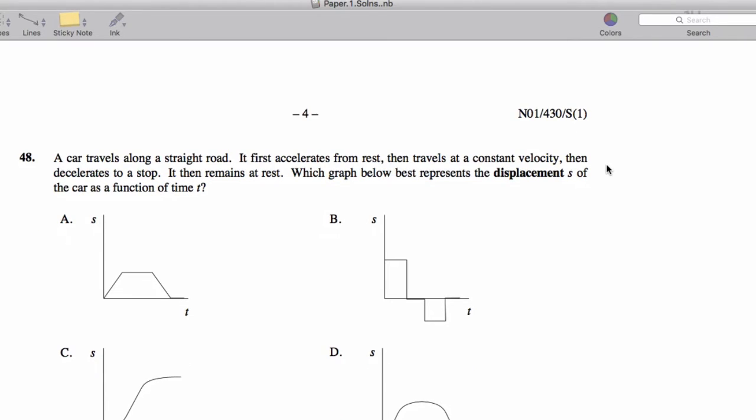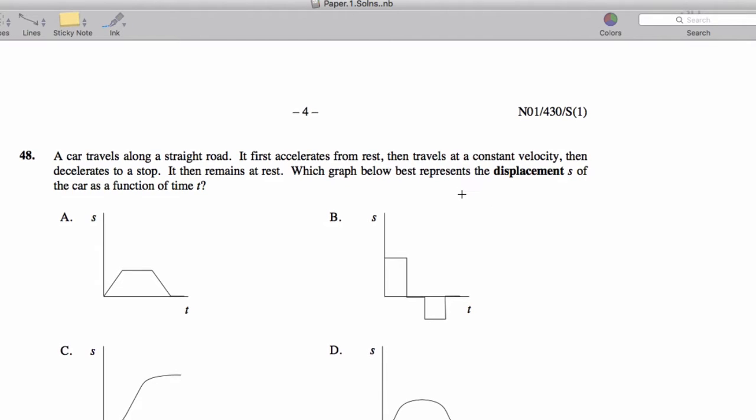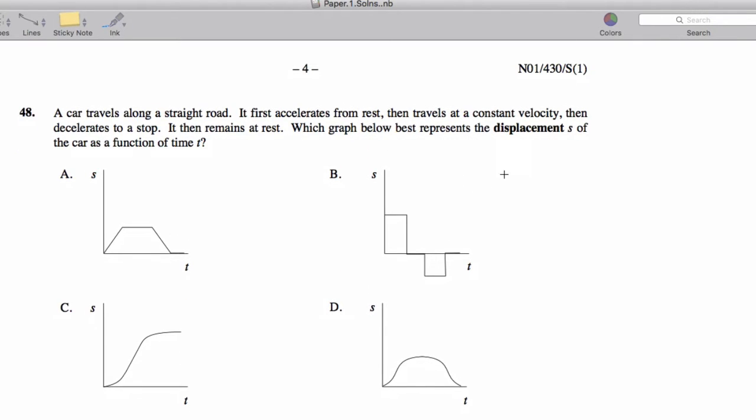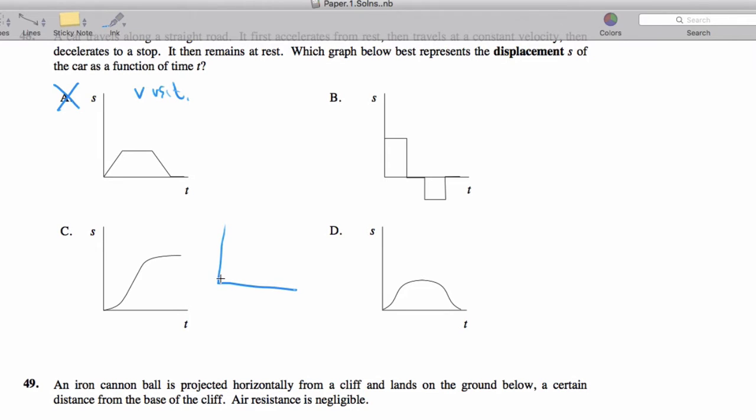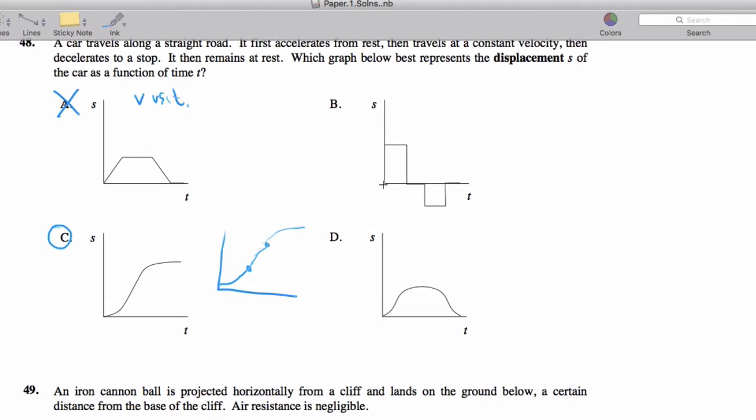Number 48. All right, so we have a car that accelerates from rest, travels at constant velocity, then decelerates to a stop. We want the graph of displacement versus time. It's very tempting, but I'm going to tell you, this answer here is wrong. This is velocity versus time, so let's be clear. When we start off, we're going to accelerate, then we continue at a steady pace, and then we're going to slow down to stop. So we actually end up getting choice C.